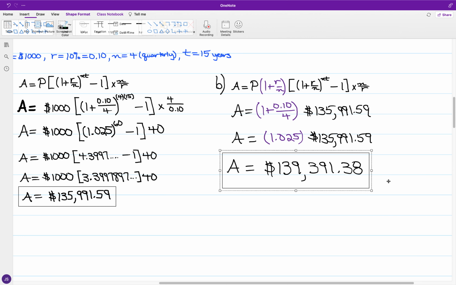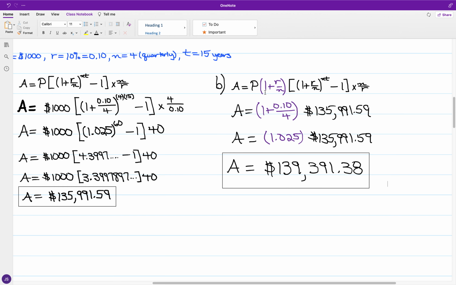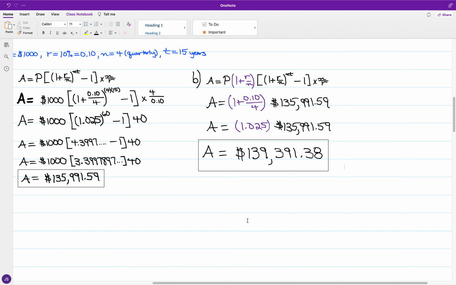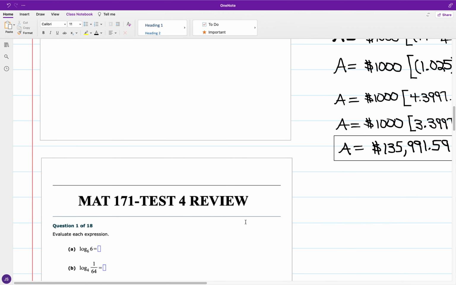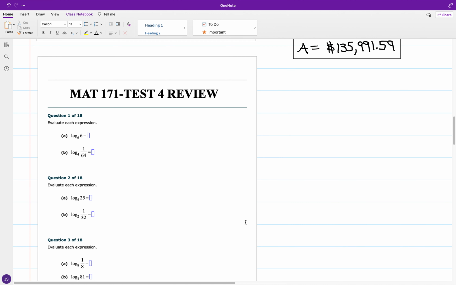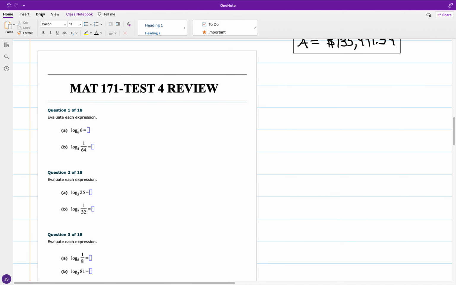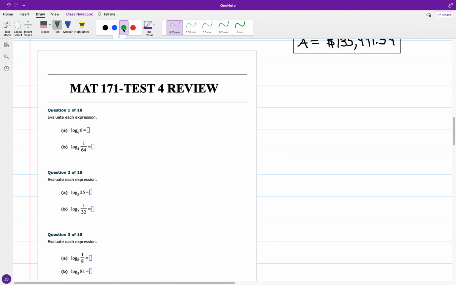Again, the difference between the maximum and the minimum is going to be the 1 plus r over n portion. All right, now for the remaining review item, again, this is going back to working with, by and large, exponents and logarithms.